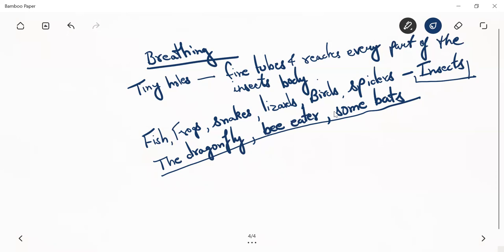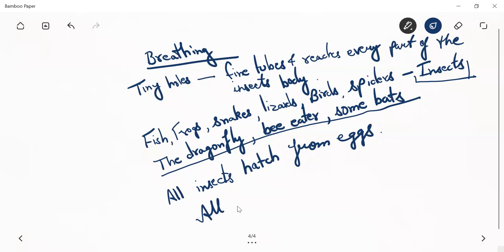Now, insects help plants to form fruits with seeds. Without insects, many plants would not be able to produce seeds or new plants. Insects are needed to help the plants make fruits from seeds. Now, this is one of the questions which you might get: how do insects come into the land? All insects hatch from eggs. That means all insects lay eggs.